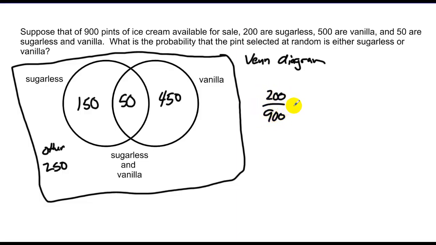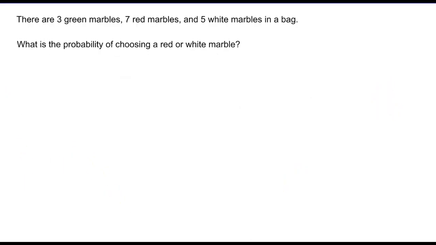total. I've got 500 vanilla over 900 total, but I've got this overlap of 50 that I have to take out. And then we just grind that out together, and after reducing we get 13 over 18. So let's do a couple other examples.